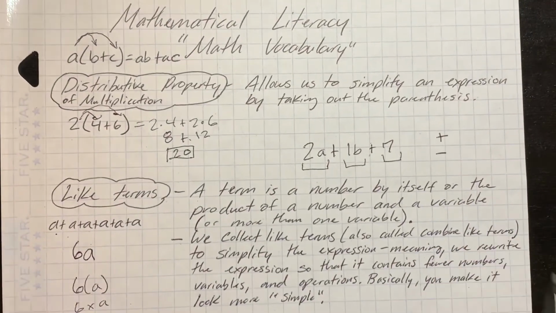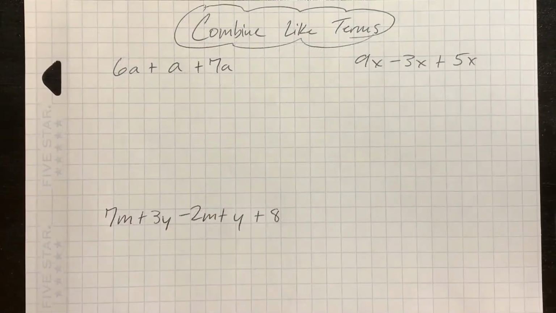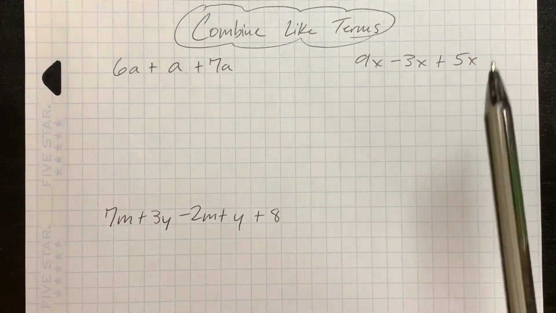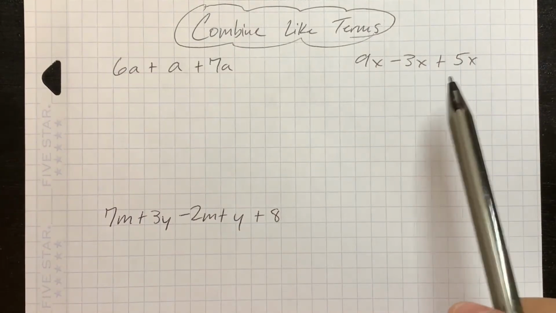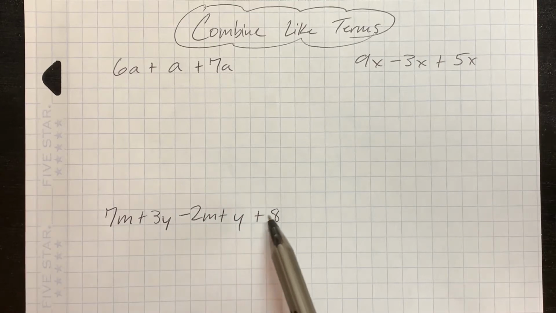All right, so what we're going to do next is combine like terms to have this make sense to you guys, along with using the distributive property of multiplication. We're going to go ahead and combine some like terms as examples. So we have three different expressions. We have 6a plus 7. We have 9x minus 3x plus 5. And 7m plus 3y minus 2m plus y plus 8.